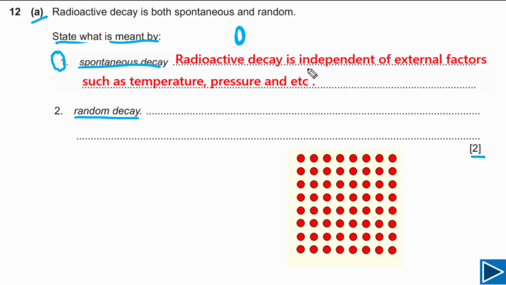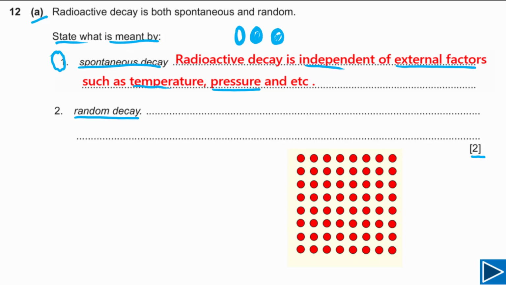Simply, you can mention radioactive decay is independent of external factors such as temperature, pressure, and also neighboring nuclei. So let's say we have another nucleus here, another nucleus here. The decay of this nucleus does not depend on temperature, does not depend on pressure, and also it does not depend on these neighboring nuclei where it is located. So that's the reason we call radioactive decay spontaneous in nature. It doesn't care about external factors, simply we can say.